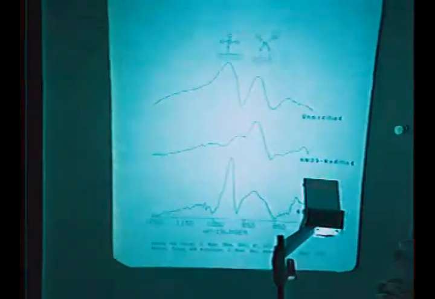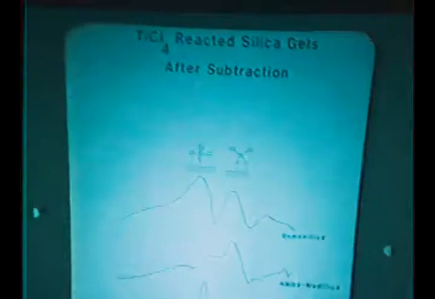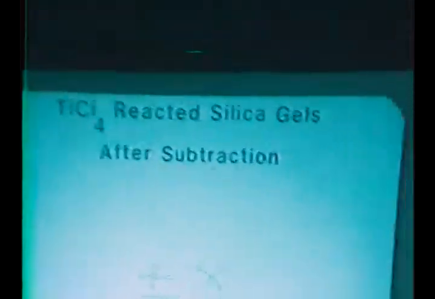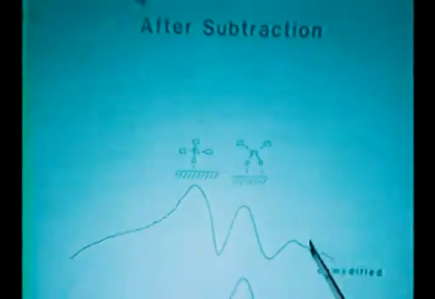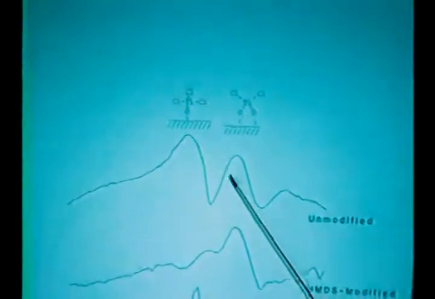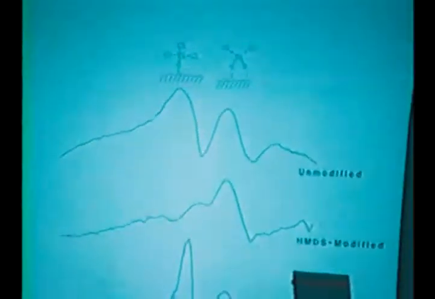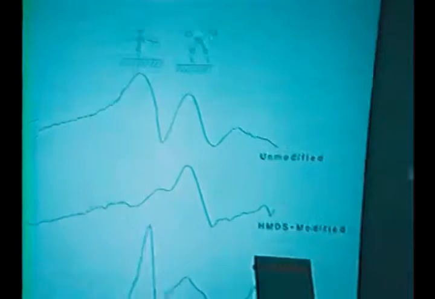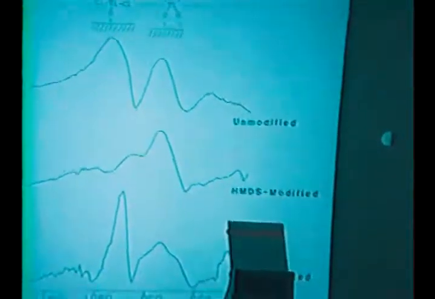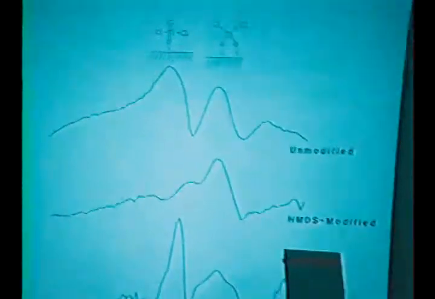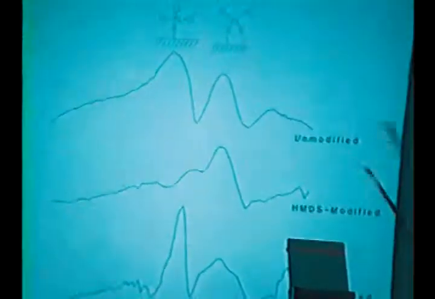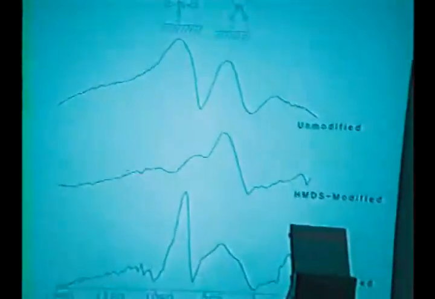The way I went about doing that is first, of course, I went to the literature and then reacted titanium tetrachloride with the pre-modified silica gels, as I've been describing. And here's that same spectrum of the unmodified silica gel, the band at 990 and 920 wave numbers. Now, if we take the hexamethyl disilazane modified silica gel and react it with titanium tetrachloride, we get a band predominantly at 920 wave numbers.